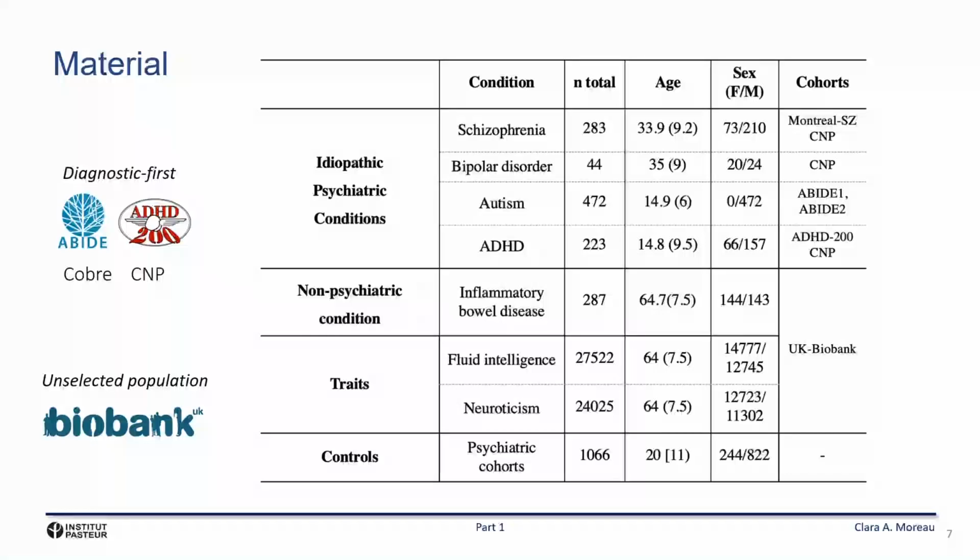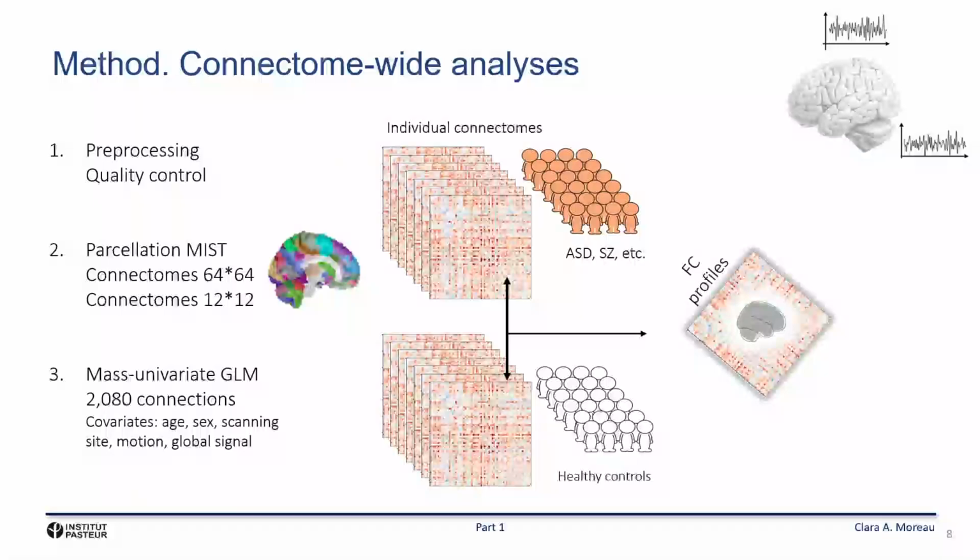For this purpose, we used open, publicly available datasets: ABIDE 1 and 2, ADHD-200, COBRE, the Consortium for Neuropsychiatric Phenomics, and UK Biobank. We characterized the signatures of schizophrenia, bipolar, autism, ADHD, a control non-brain-related condition, which is inflammatory bowel disease, and 2 traits on connectivity. We used classical methods for connectome analysis. We did preprocessing using NIAK software, now using fMRIPrep. We parcellated the brain into 64 regions, 12 networks, and then did mass univariate GLM, with a simple case-control analysis for each of these conditions.